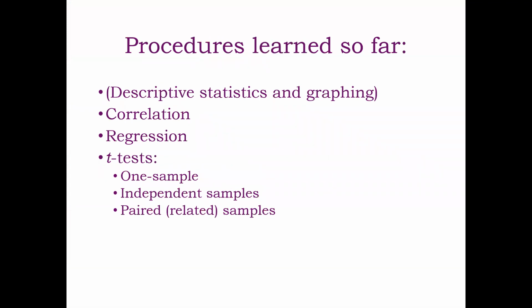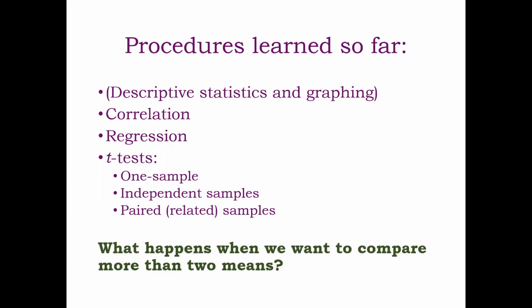So far, we've learned, apart from descriptive statistics and graphing, which of course are very important because this includes measures of central tendency, sampling distributions, and measures of variability, right? The procedures we learned for testing hypotheses have included correlation, regression, z-tests, which I'm not actually including in this list because we usually don't use it, and t-tests: one sample, independent samples, and paired or related samples t-tests.